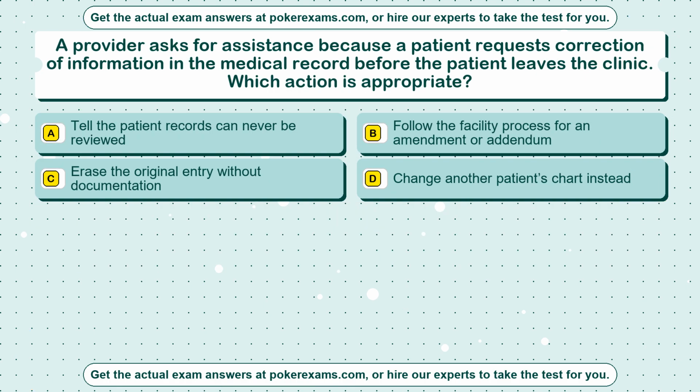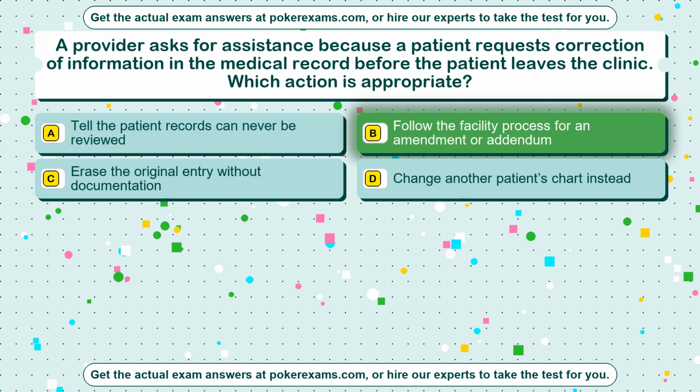Question 5. A provider asks for assistance because a patient requests correction of information in the medical record before the patient leaves the clinic. Which action is appropriate? Option A. Tell the patient records can never be reviewed. Option B. Follow the facility process for an amendment or addendum. Option C. Erase the original entry without documentation. Option D. Change another patient's chart instead. The correct answer is option B.